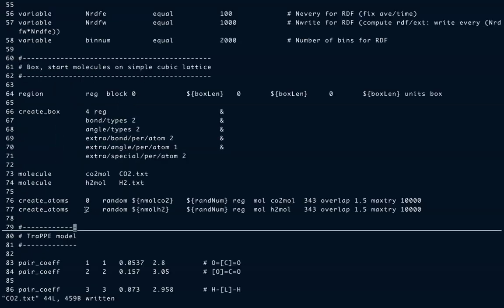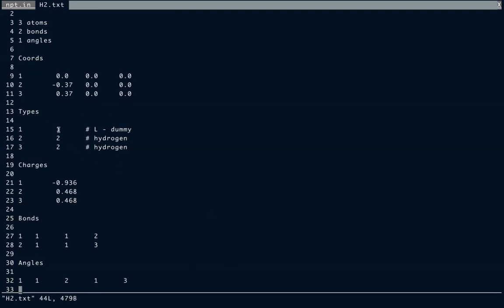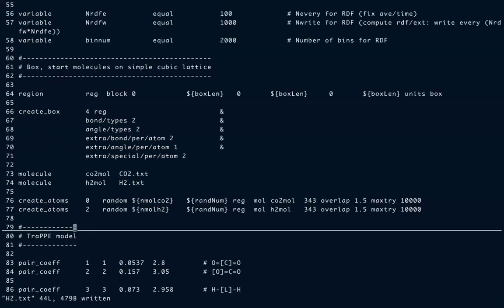Now, here in the second case, you say create atoms 2, which means that it's going to add the number 2 to the type. So the dummy will no longer be 1. It'll be 1 plus 2 in the final simulation, and it'll be 2 plus 2 for hydrogen. So thus you have 4 types, which is 1, 2 for carbon and oxygen, 3 and 4 for the dummy atom and hydrogen. So this basically tells you what should be the added number to the type that's already specified within each individual molecule file.